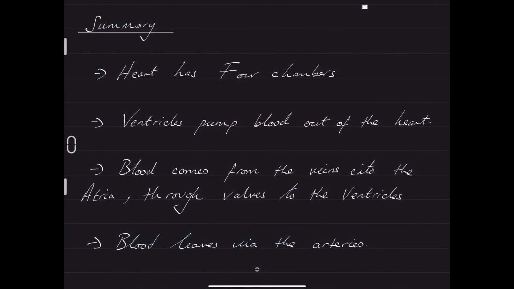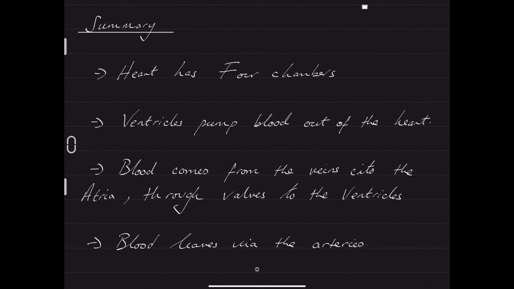So here is a summary of what we have just covered. The heart has 4 chambers. Ventricles pump blood out of the heart. Blood comes from the veins into the atria through the valves to the ventricles. Then blood leaves via the arteries. So this is just a quick summary of what we have just been looking at.